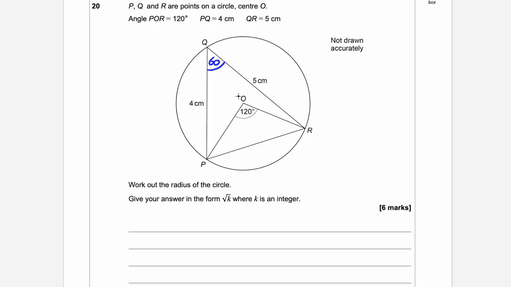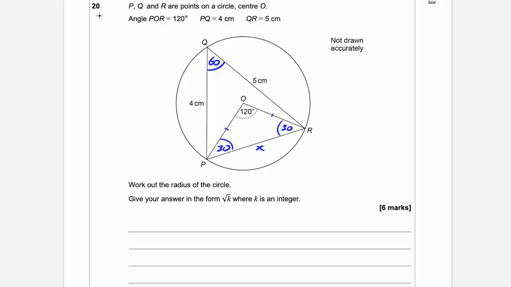We need lengths. I think if we can get this length, it will be good, because look, if this is 120, these two are the same because they're both radii. So they're both the same, and it needs to add up to 180. So this is actually 30, because 30 plus 30 plus 120 equals 180. Now the only length I can get, guys, is this one. I can get this from the big triangle using the cosine rule.